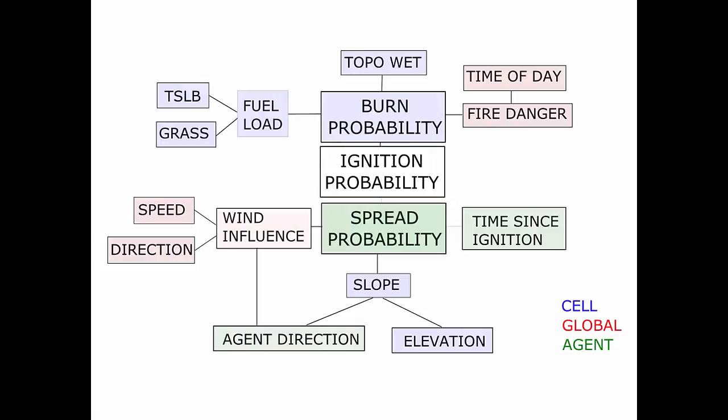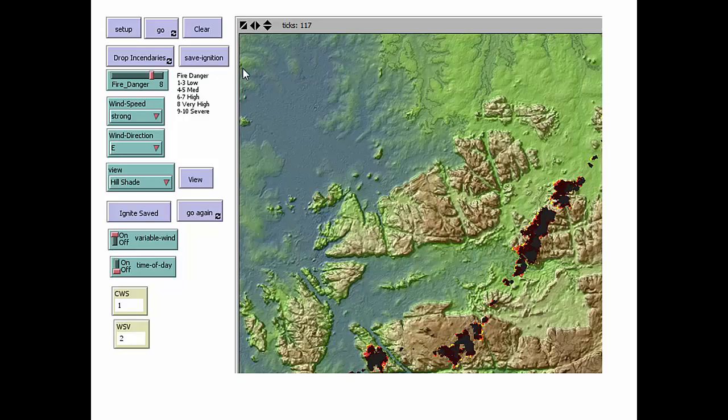Okay, this is the way that I've been developing the model to date. I won't go through all of this at the moment, but the key factors I'm looking at is fuel load as a function of time since last burnt and grass layer. I find a detailed topographic wetness index. There's a topographic curing layer, time of day, fire danger, of course wind direction, speed and slope, time since ignition. So all of these things are going in to determine a burn probability for each cell as the model runs.